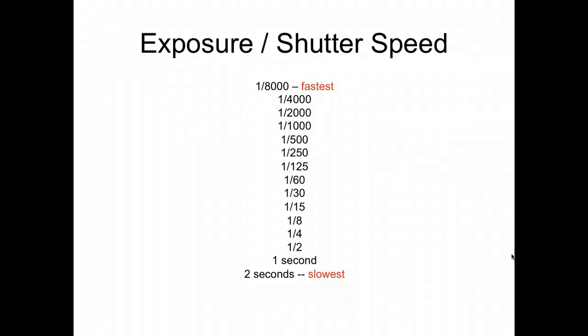What I do want you to do is go ahead and take a second. You can hit pause if you need to, and go ahead and get this scale down in your notes. You can do it off on the side if you're worried about taking up room. Again, the fastest shutter speed is 1/8000th for this one. The slowest is 2 seconds.